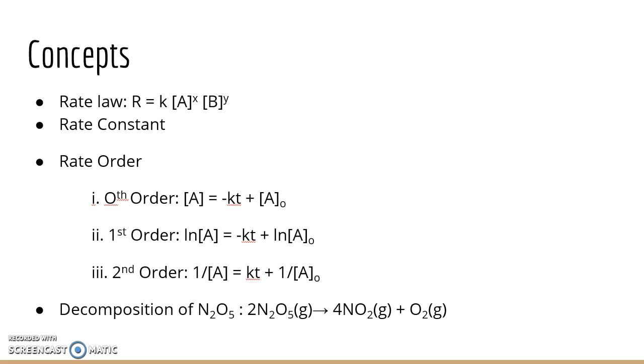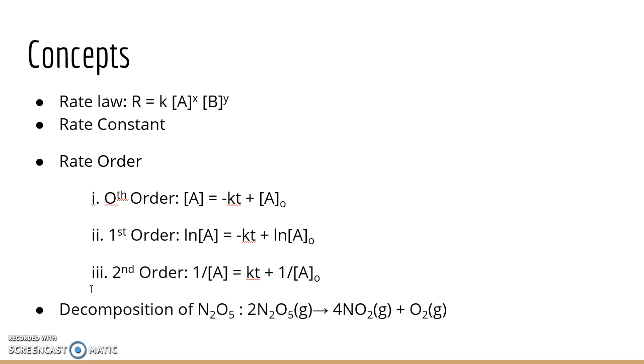So first is the rate law, R equals k times [A]^x times [B]^y. The reaction rate is the change in the concentration of the reactant or the product over time. The rate law expression relates the rate of the reaction to the concentration of the reactant, where k is the rate constant, which proportionally relates the rate of the reaction with the concentration of the reactant with respect to time. x plus y is the rate order.